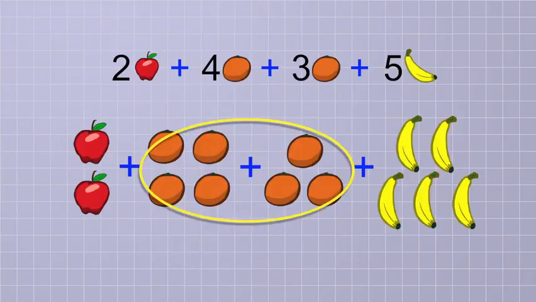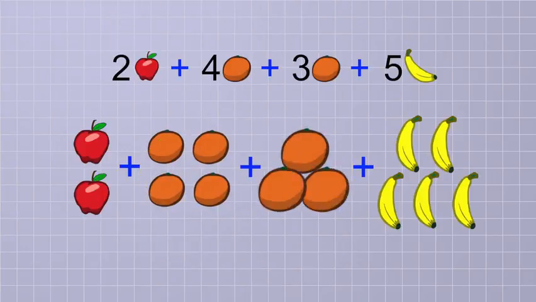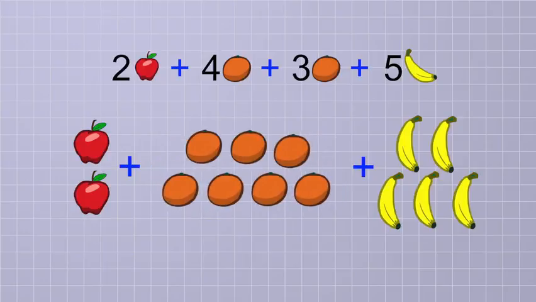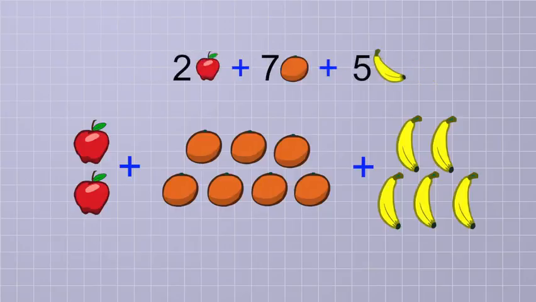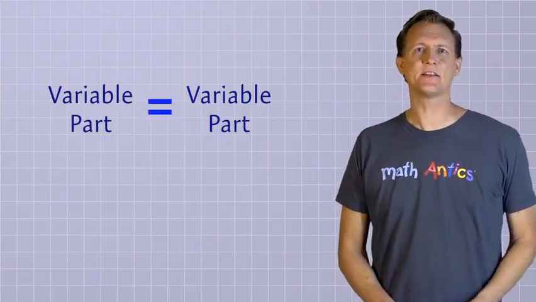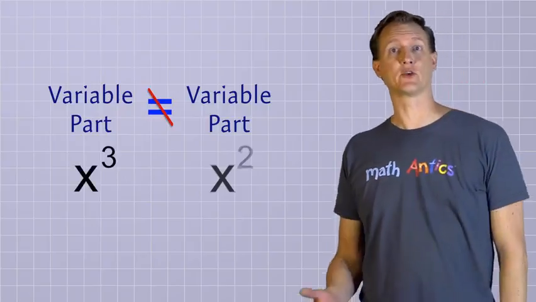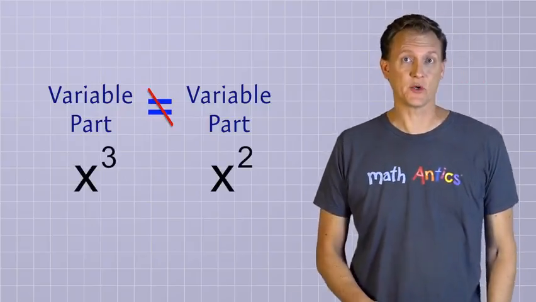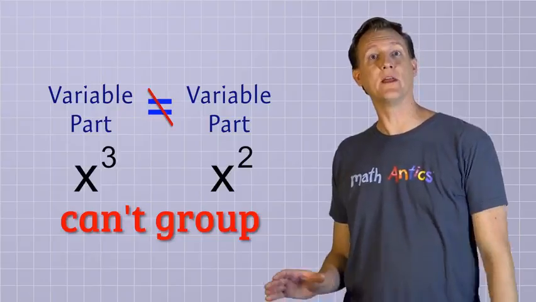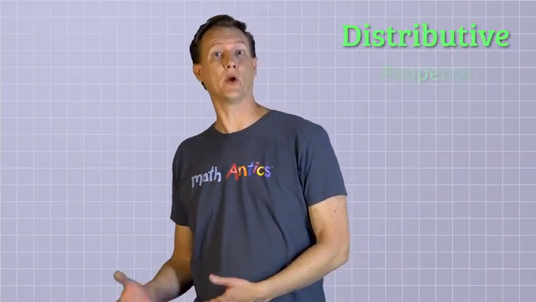But what about the middle 2 terms? What do we get if we add 4 oranges and 3 oranges? That's easy, 7 oranges. And that means that we can combine these 2 terms into a single term, which makes our fruit polynomial simpler. Now do you see why the variable parts of a term have to be exactly the same in order to combine them? If the variable parts are different, like x cubed and x squared, then they represent different things. So we can't group them into a single term the way that we can if the variable parts are the same. The mathematical reason that it works that way has to do with something called the distributive property, which is the subject of a whole other video.